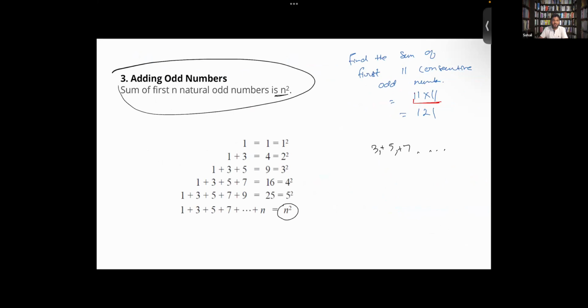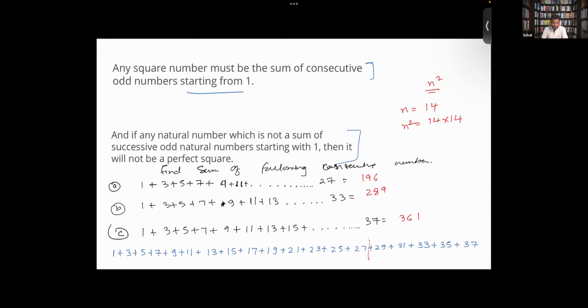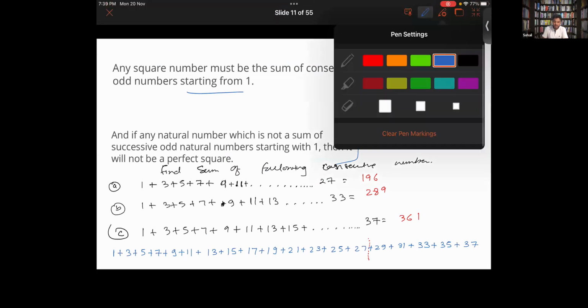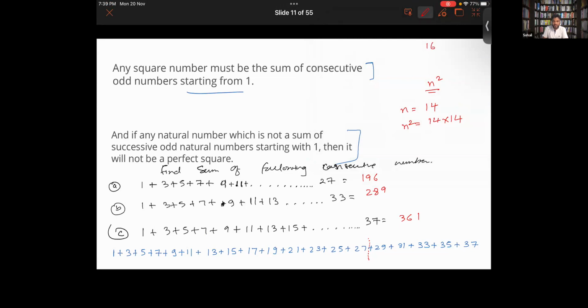And then we did talk about addition of odd numbers as well. When you keep on adding successive odd numbers, like if you were to add 3 successive odd numbers, the sum will be 3 square, that is 9. In this manner we found that as well. And then we studied that any square number must be the sum of consecutive odd numbers starting from 1. You can check that as well. For example, if I were to give you a number, 16, how do you represent 16 as the sum of odd numbers? Sir, represent 4 square.